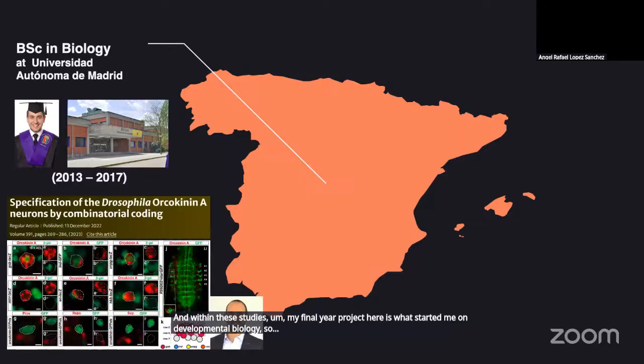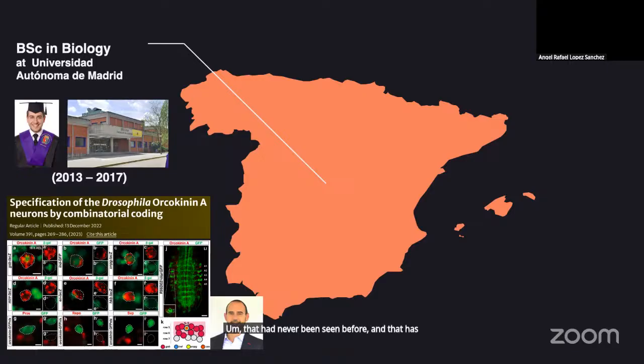Under the supervision of Jonathan Benito Sipos, we discovered a new type of neuron in the Drosophila brain that had never been seen before, and that has a unique use in the feeding behaviors of the larvae of Drosophila, which is important for crop production, but also shows that we're still discovering neural types and neuropeptides.